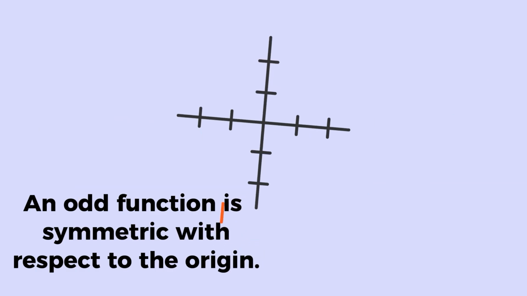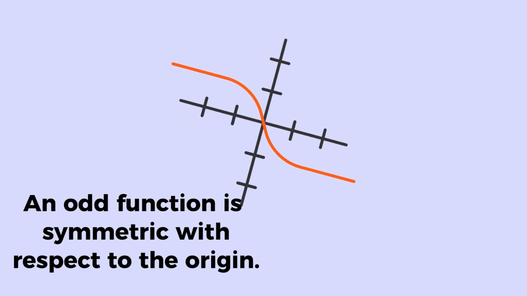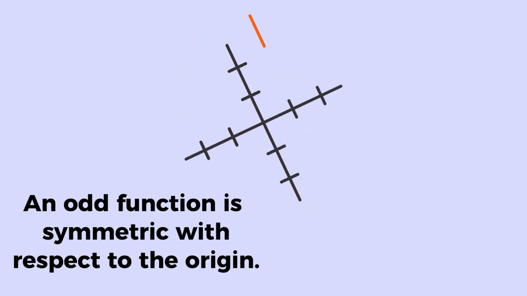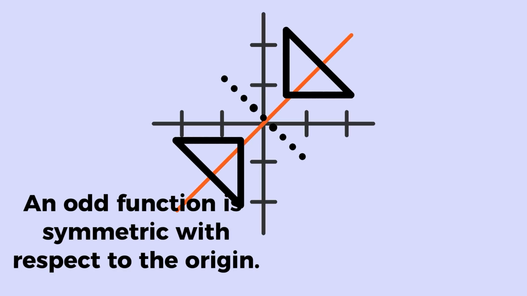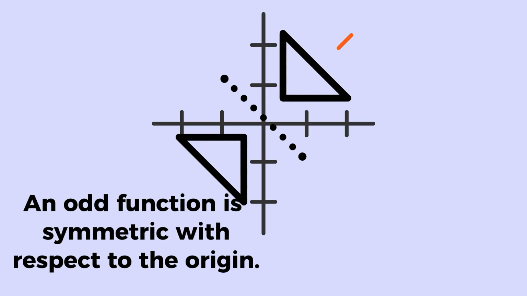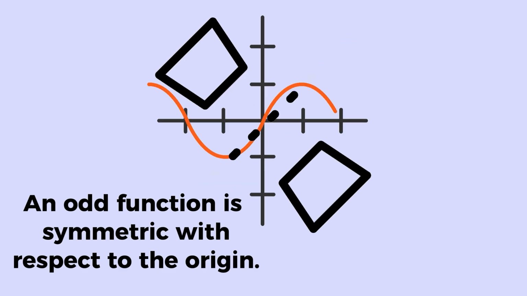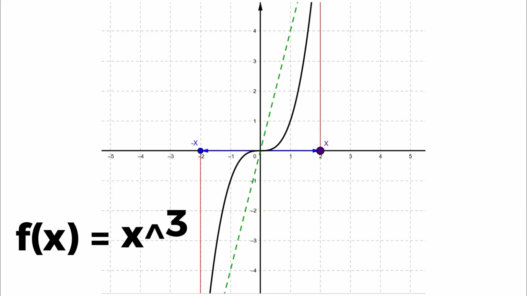If you rotate the graph 180 degrees around the origin, it falls exactly on itself. That means the first and third quadrants are mirror images of each other, and the second and fourth quadrants are also symmetric with respect to the origin. For example, the function f of x is equal to x to the power of 3 is an odd function.